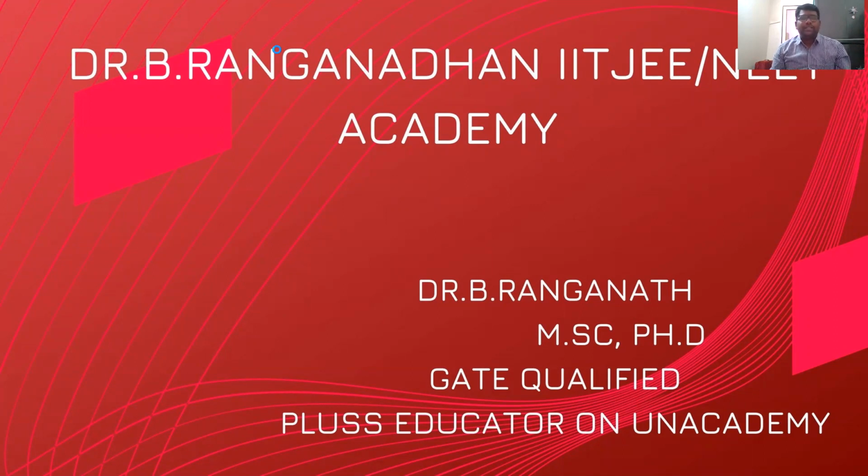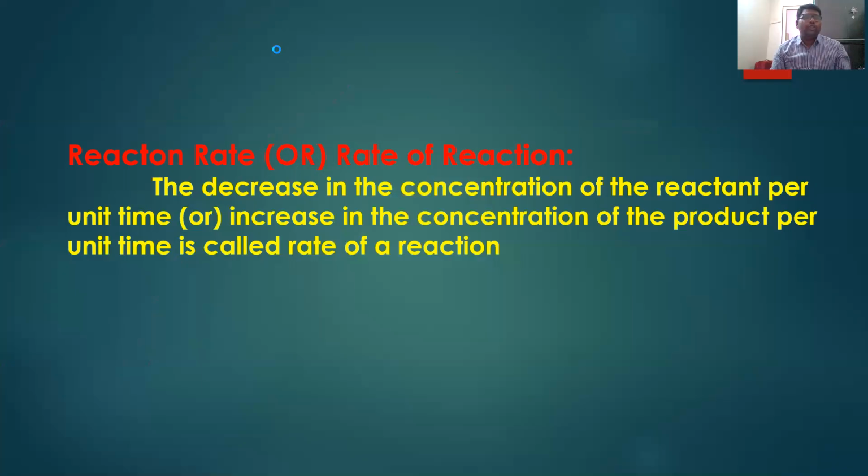Students, today I am going to discuss, in the chemical kinetics chapter, how to write the units for order of reaction by simple tricks. Before going to finding the units of order of reaction, first we must know what is reaction rate, what is rate of reaction.